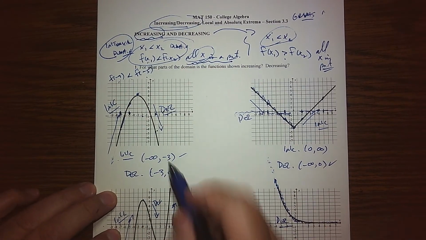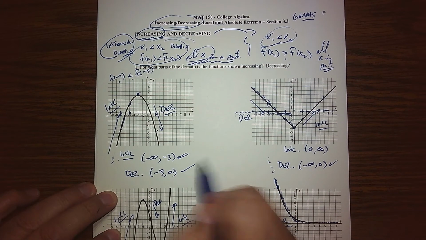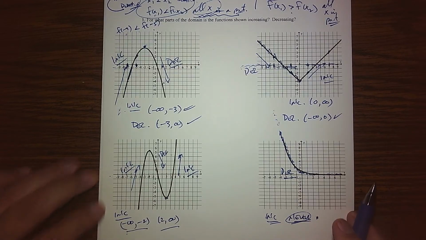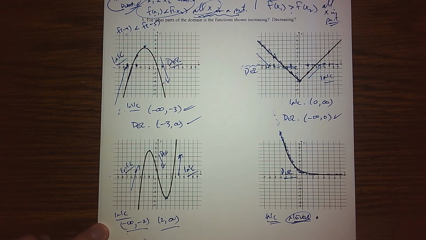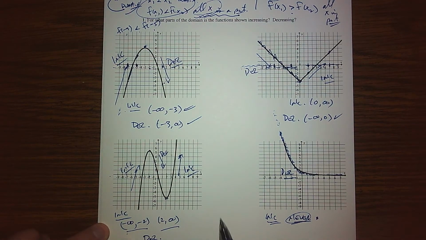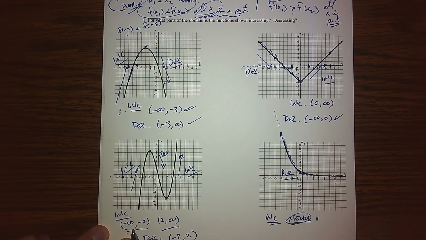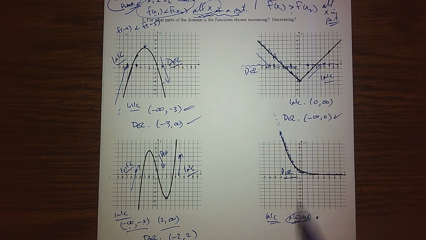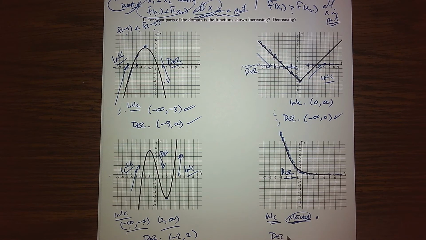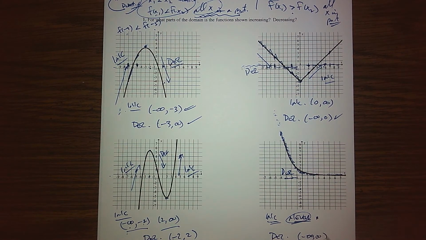So again, where in the domain am I on my way up? Where in the domain am I on my way down? Here, it looks like we're on our way down, in terms of decreasing, from negative 2 to 2. So we're on our way up from negative infinity to negative 2. We're on our way down from negative 2 to positive 2. And then we're back on our way up. And then, of course, this one is always decreasing. So the interval of its decreasing is from negative infinity to infinity.